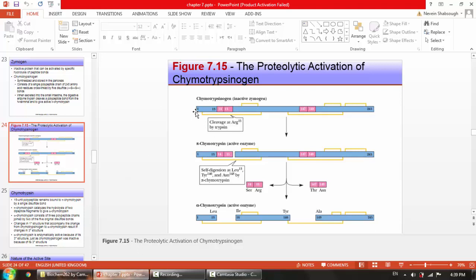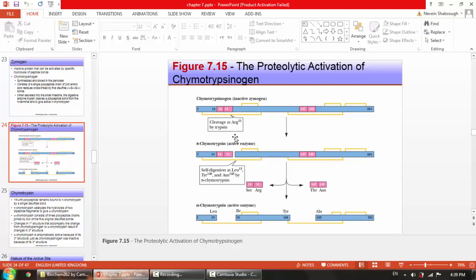Now, if we look at this figure, which shows the proteolytic activation of chymotrypsinogen, we notice that, as I said, it consists of 245 amino acid residues. This is the inactive zymogen with these yellow disulfide bonds, 5 of them. They occur between 2 cysteine residues each. Now, when this is secreted into the intestine, it is acted upon by the enzyme trypsin. Trypsin is a very specific enzyme.